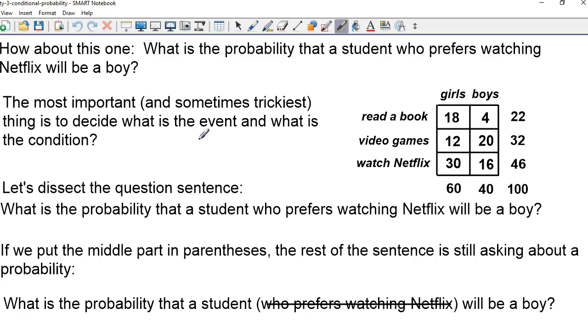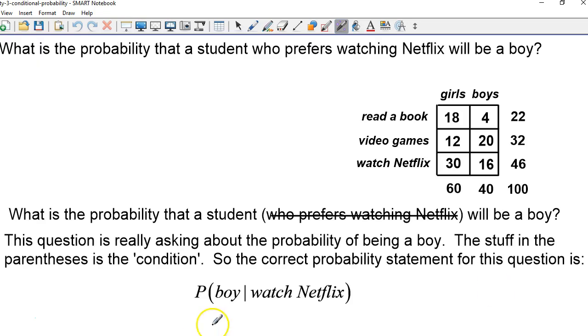Often there's a part that you can think of as being kind of in parentheses in the middle. If you can think of temporarily crossing it off, and the rest of the sentence still makes sense, that's identifying what the probability is about. So if I thought of this sentence as, what is the probability that a student will be a boy, and I just omit who prefers watching Netflix, think of that as a parenthetical portion in the middle of the sentence. I could almost cross it off and it would still make sense. What's the probability that a student will be a boy? That means this is really a computation of finding the probability that someone is a boy. And that means that the boy is going to come first when we write the probability statement.